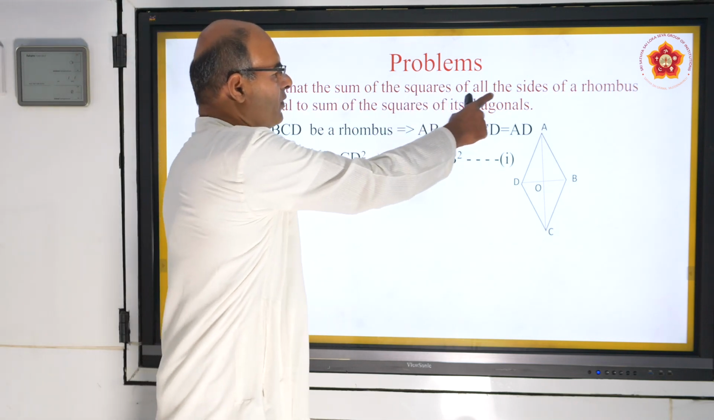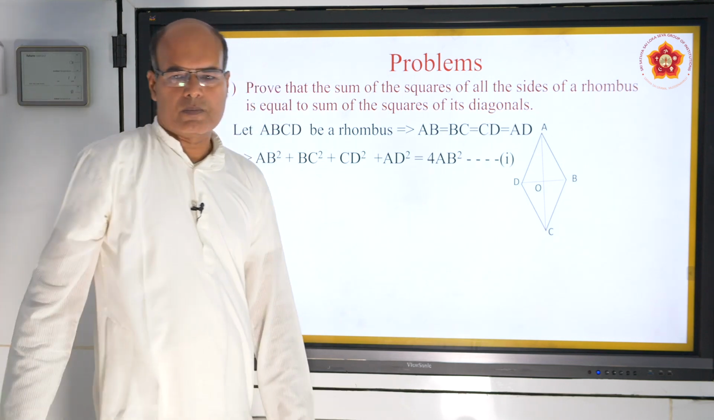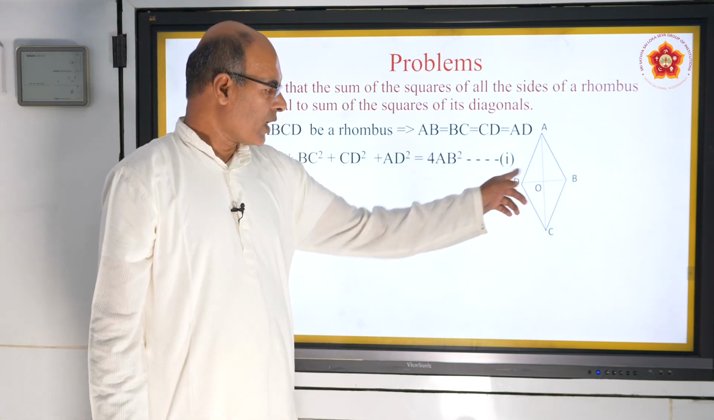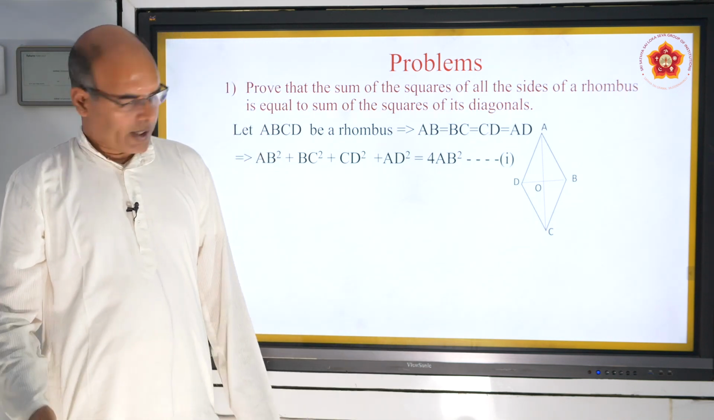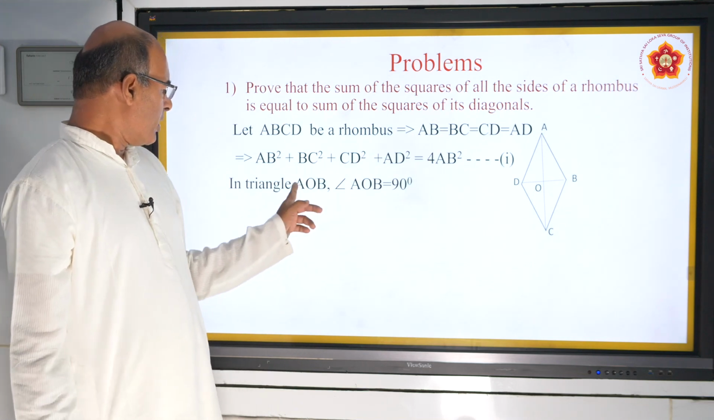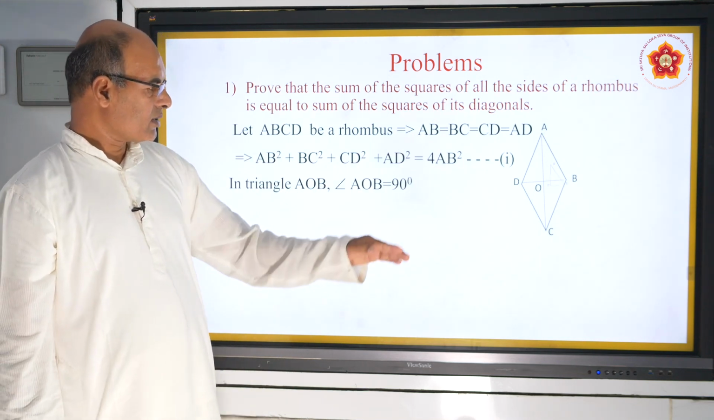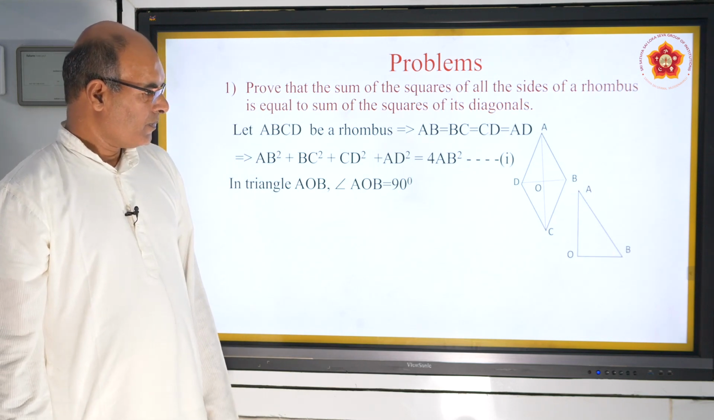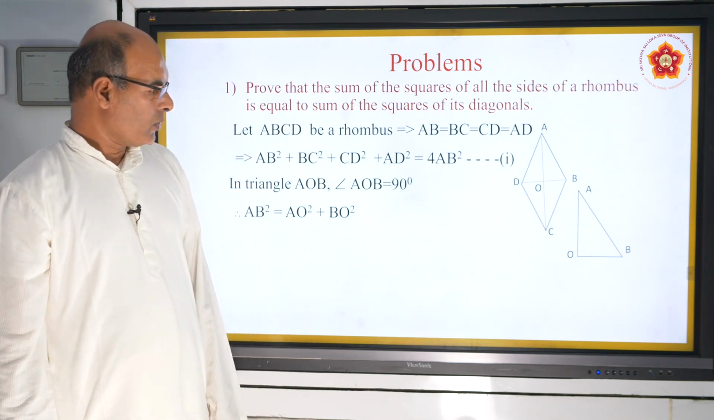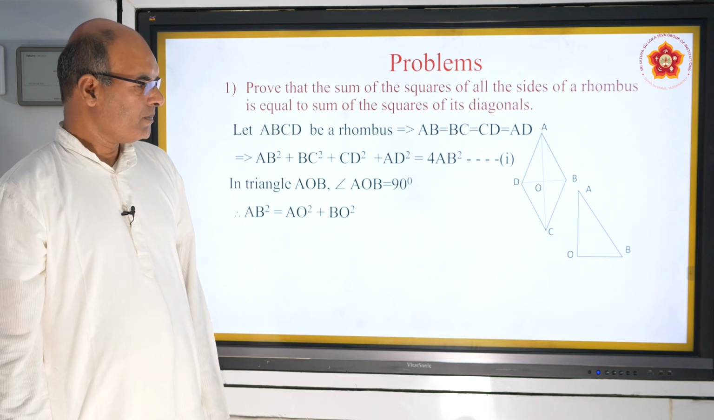Sum of the squares of all the sides of the rhombus is nothing but 4AB square. So we have to prove that 4AB square is equal to AC square plus BD square. Consider triangle AOB. In triangle AOB, angle AOB is equal to 90 degrees. I will take that triangle out. Apply the Pythagoras theorem: AB square is equal to AO square plus BO square.